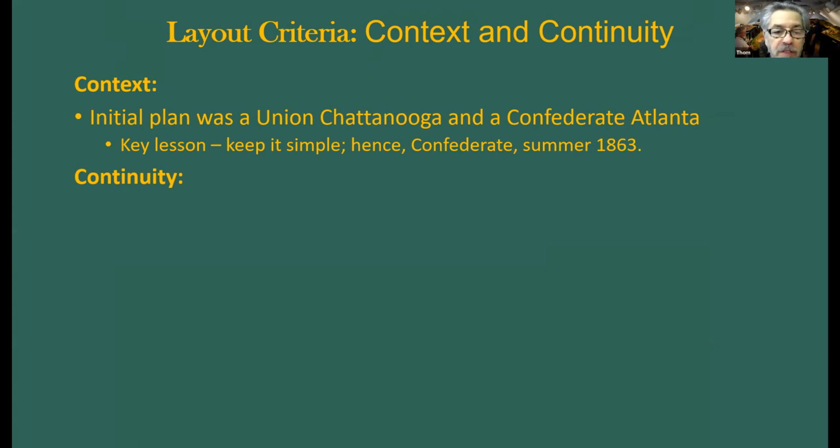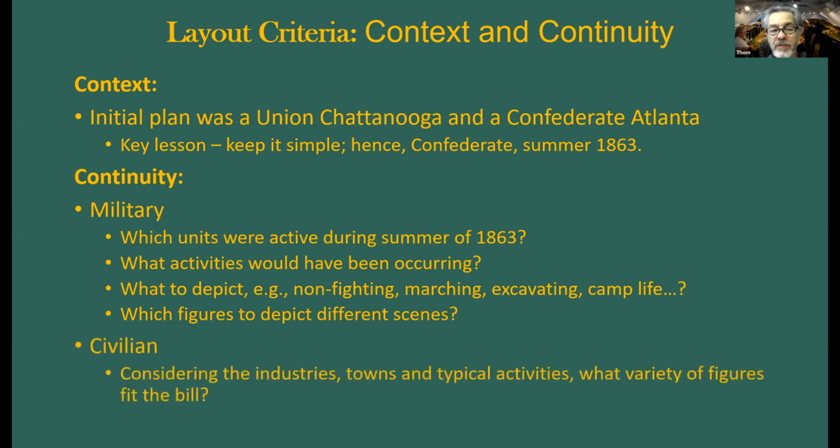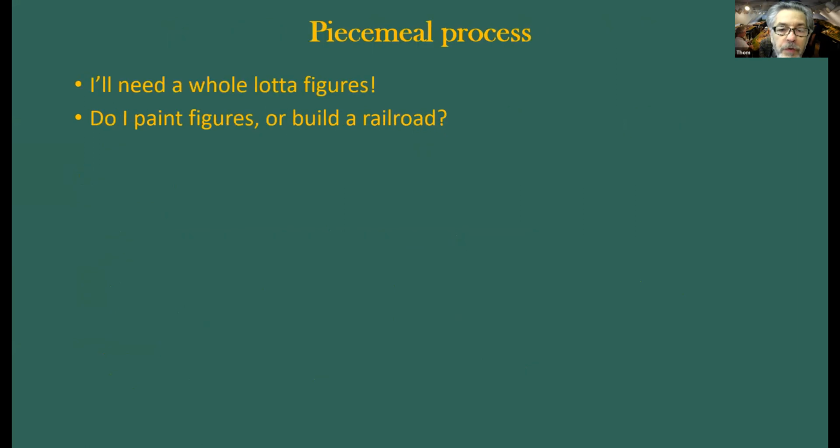So after context, it's continuity. So looking at what was happening militarily around that time, what kind of activities might be occurring, what do you want to depict? And then which figures to choose from to depict scenes. And then I wanted a balance. I wanted to have both military and civilian operations, or at least trains, just for the variety. So it's considering all those elements of a town and industries that helps, again, guide your choices for figure placement.